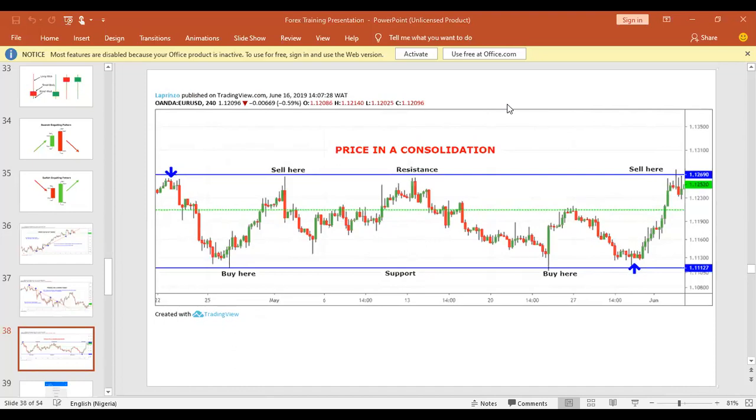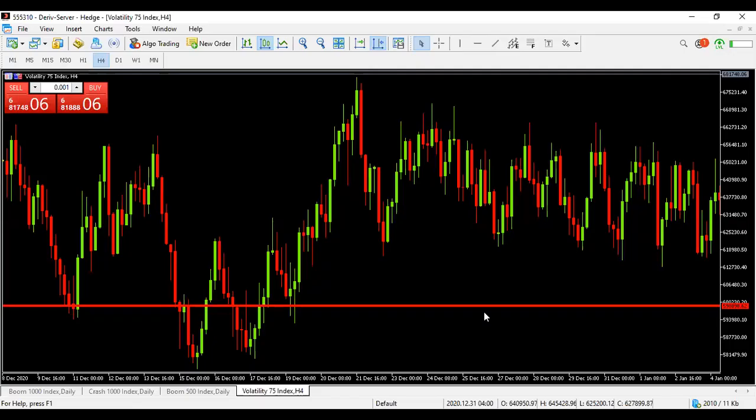All right, what if it based? Okay, I think I've answered that question. All right, let us learn how to draw a trend line. Let us draw a trend line.